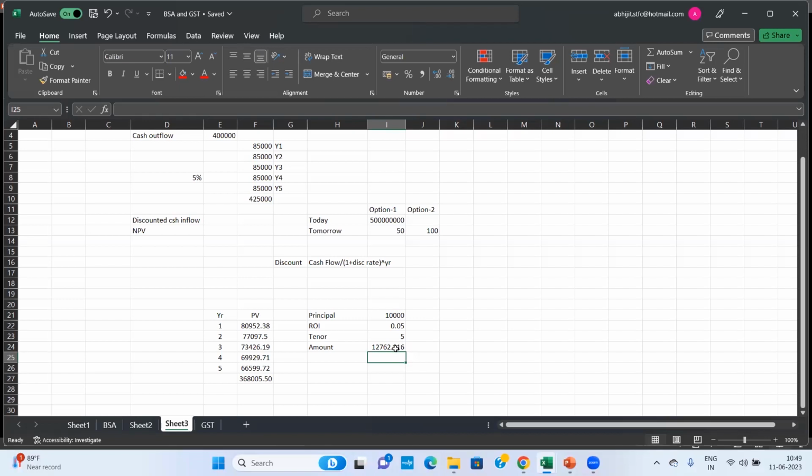Now in discounting, this is just the reverse. So I know my amount. I have to find out the principal. So I reverse it. That is the present value of my money by discounting.